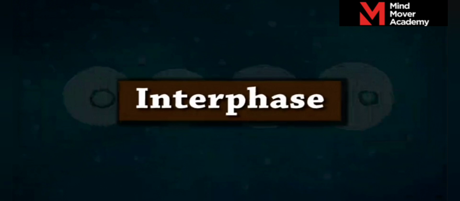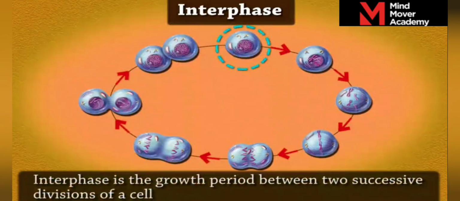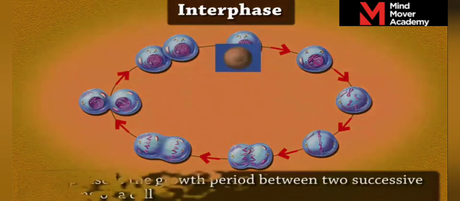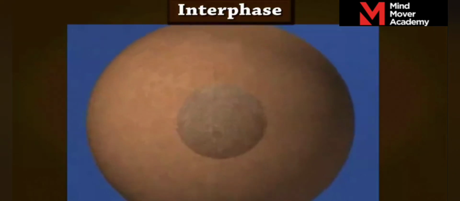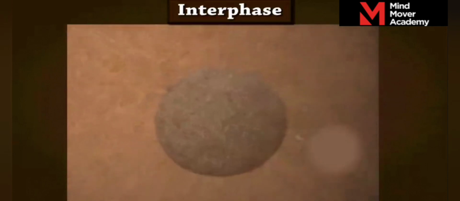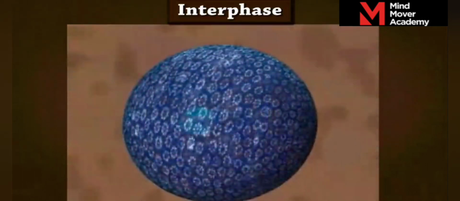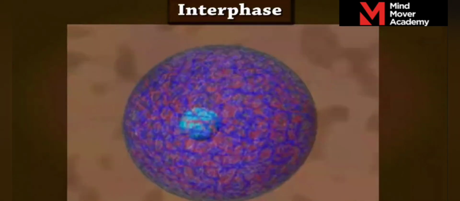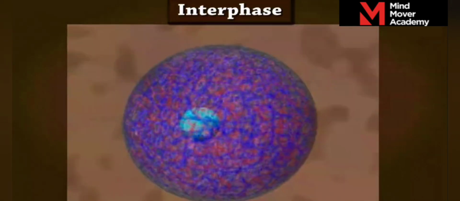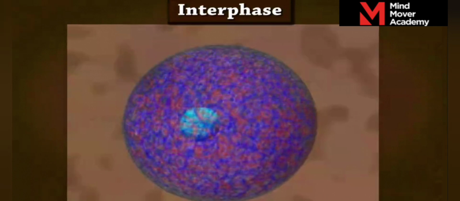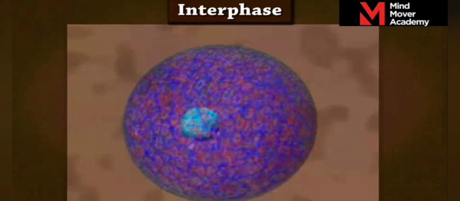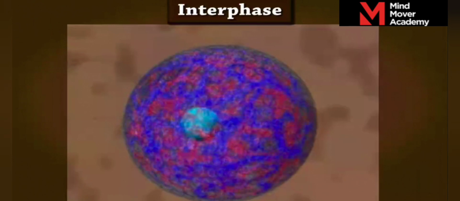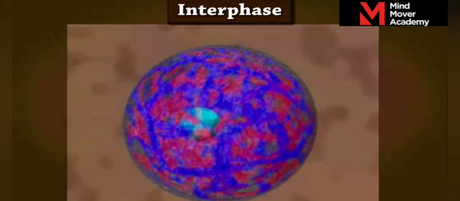Interphase. Interphase is the growth period between two successive divisions of a cell. Thus, it is a phase just before the cell starts dividing. This stage is said to be a resting phase because no external change in chromosomes is visible. However, the cell is metabolically most active and prepares itself for division.